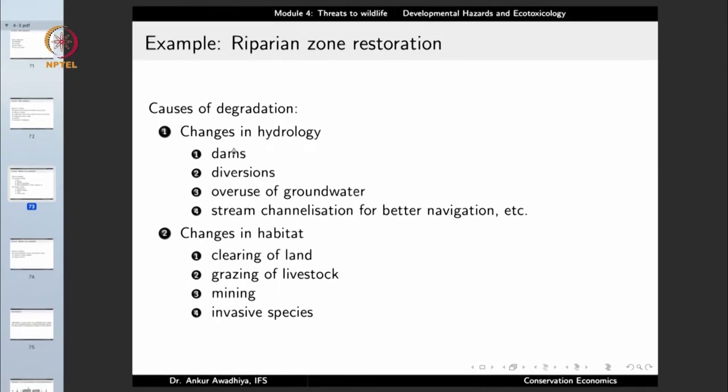Then we have changes in the habitat, clearing of land, grazing, especially overgrazing, mining in the area, introduction of the invasive species. So these are all different kinds of degrading actions.